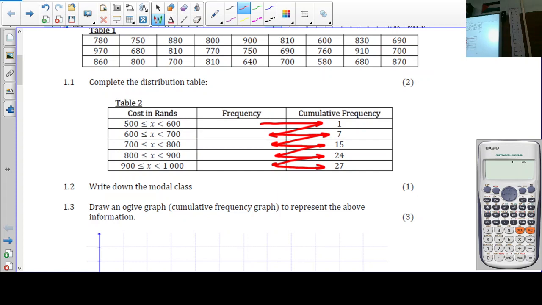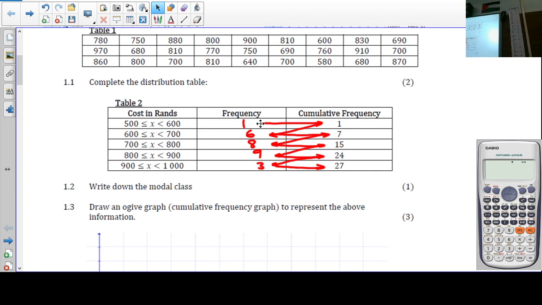If the first value is transferred, this has to be 1. 1 plus a number is 7, so the number has to be 6. 7 plus a number is equal to 15, so the number has to be 8. 15 plus a number is 24, which should be 9. 24 plus a number is 27, which is 3. Or I could have said 27 minus 24 is 3, 24 minus 15 is 9, and so on. Either way, you will get the marks there for that question.